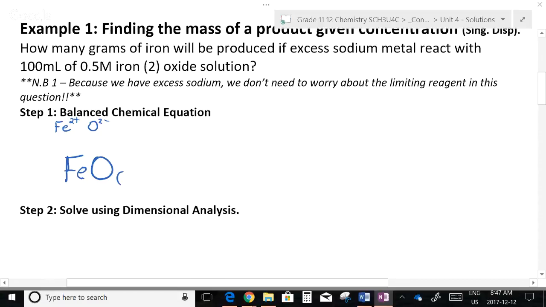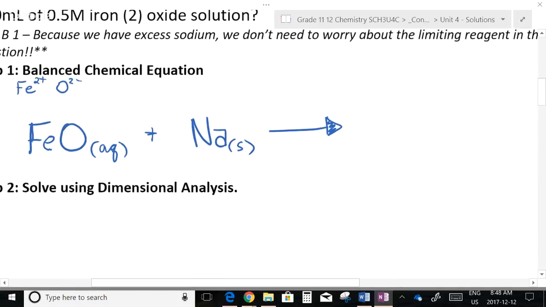Great. And what state of matter is that? Aqueous. Aqueous, because it's a solution, right? It's dissolved in water. And what are we reacting that with? Solid sodium. Solid sodium. How am I going to write that? Yeah, so solid sodium. And what kind of reaction is this going to be? Single displacement, which means that what? Good. So we're going to end up with what by itself? Iron.